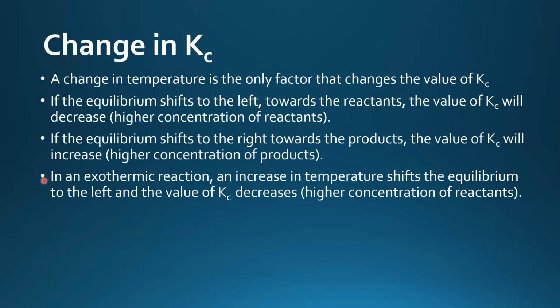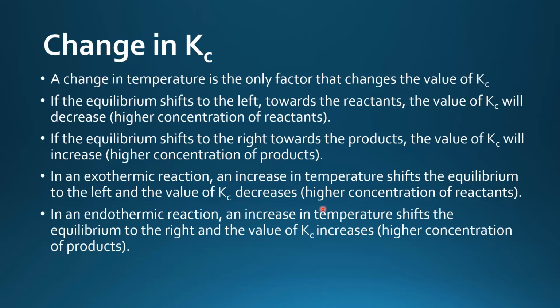So for example, in an exothermic reaction, an increasing temperature shifts the equilibrium to the left and the value of Kc decreases because we have a higher concentration of reactants. In an endothermic reaction, an increase in temperature shifts the equilibrium to the right and the value of Kc increases because we have a higher concentration of products.